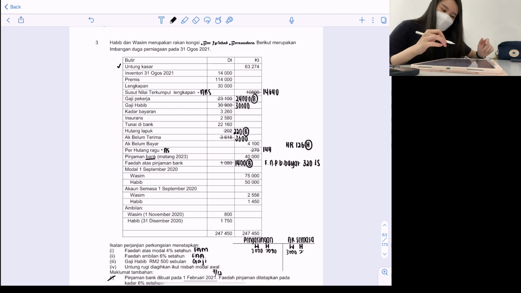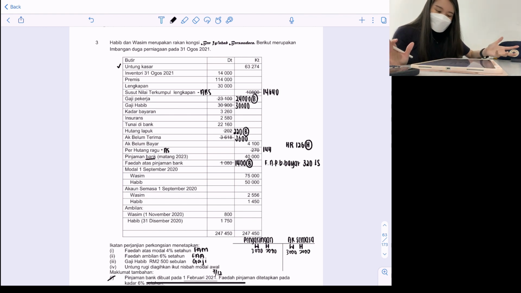Why? Because model, faedah atas model is something belongs to the pemilik itself. So they are not rushing to get it back right now since they are not closing their business yet, right? So they will always delay the payment. That's why it will be the same front and back. Okay. Same goes to faedah atas ambilan lah. So 6%. I'm going to take from the ambilan.